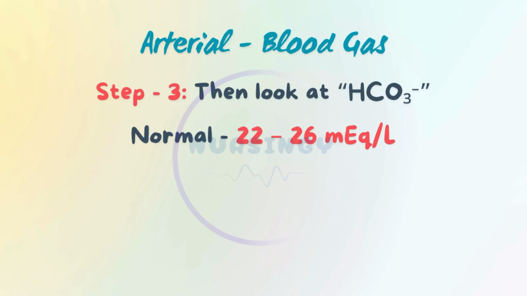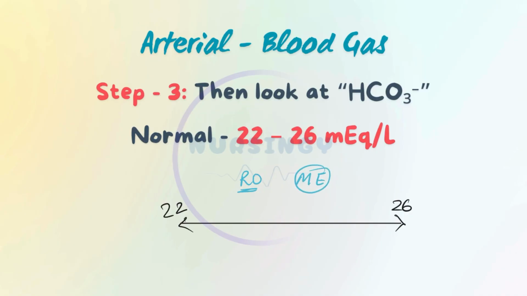Same thing we are going to do here. We're going to put a line. When we do the example, you will understand it nicely. So 22 to 26. If we didn't find whether the acidosis or alkalosis is respiratory, then we need to check here. And according to the ROME rule, respiratory is opposite, but metabolic will be equal.